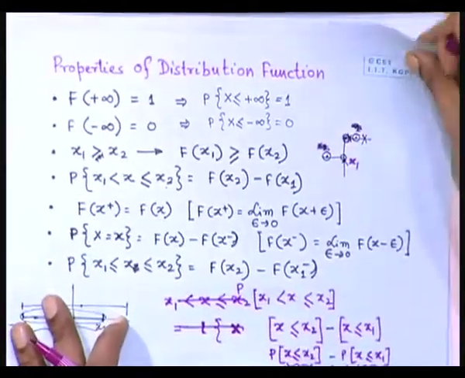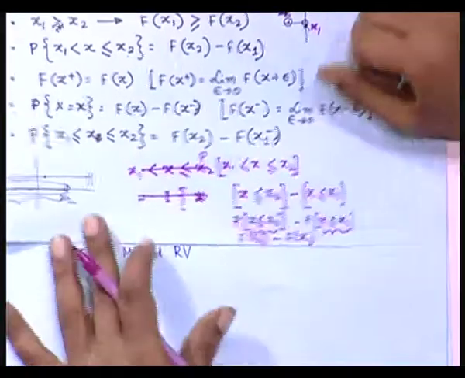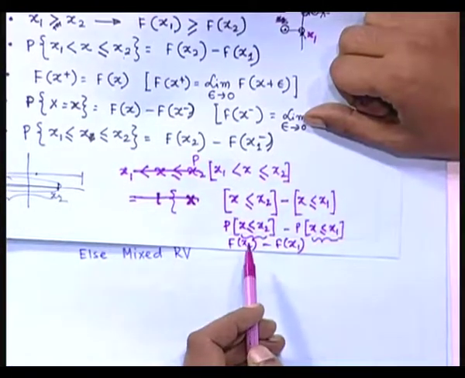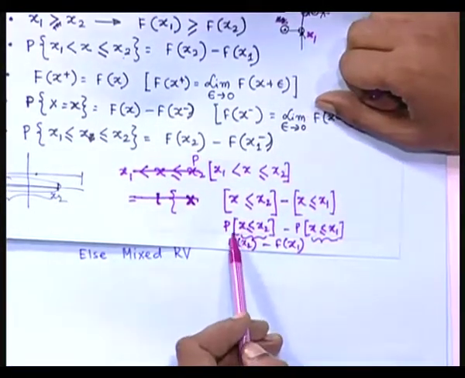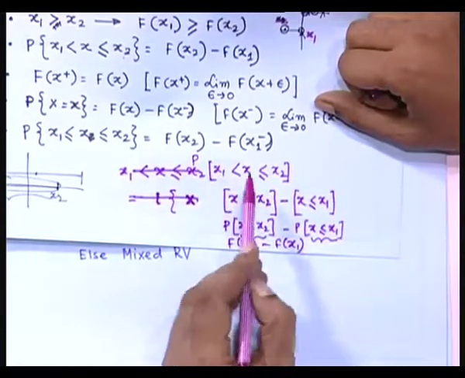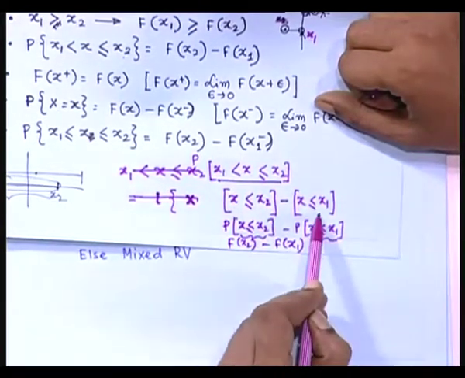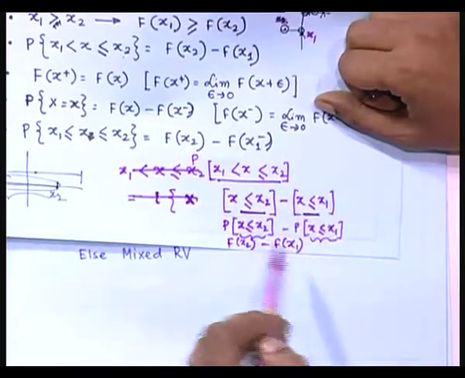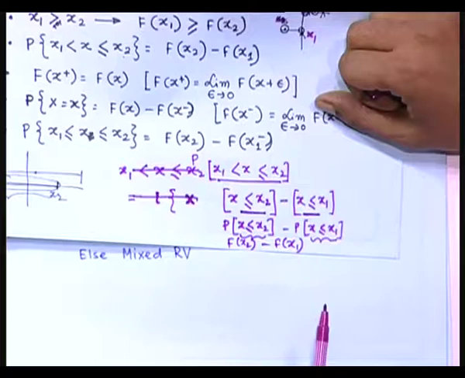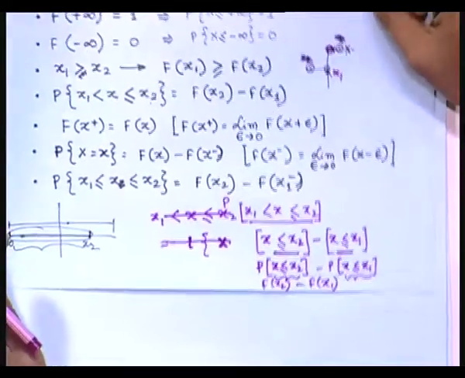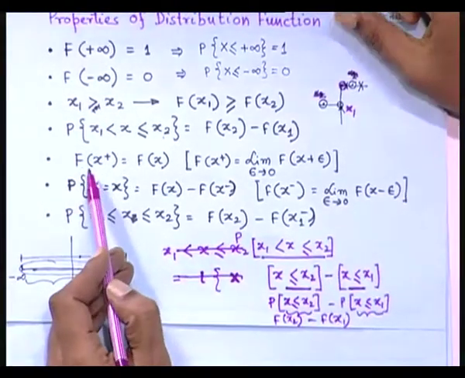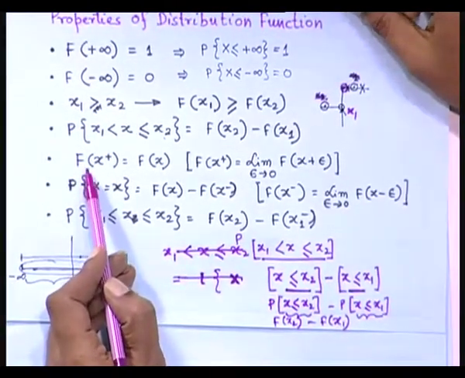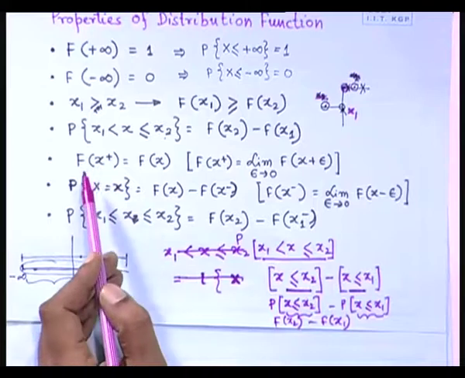Yes. Sorry, actually I should write in the center. So this is how it comes, because this interval I am now breaking up, I am subtracting this from this interval, and so the probabilities will become f(x2) minus f(x1), right. Now it turns out that this distribution function f is a right continuous function.